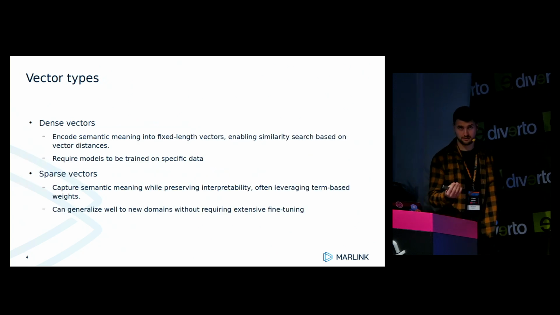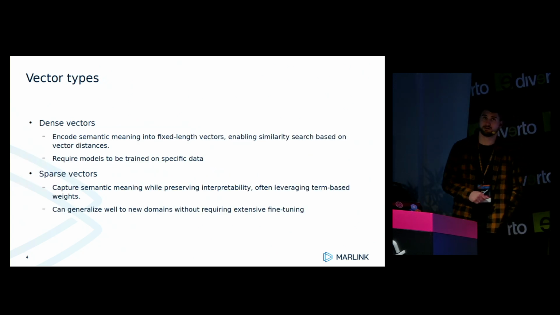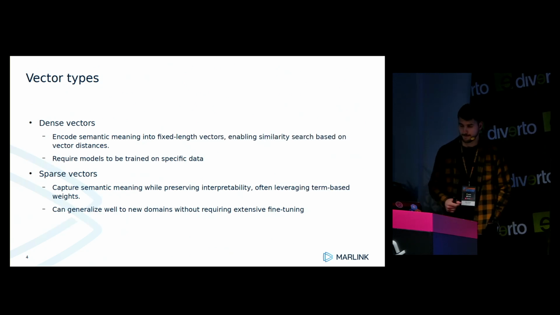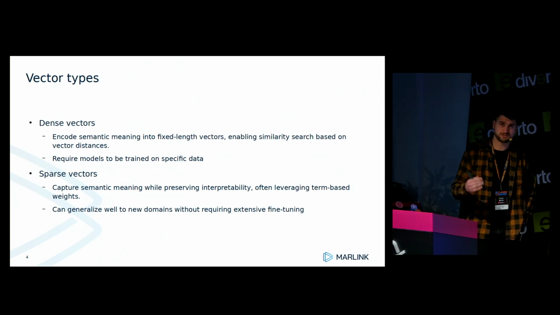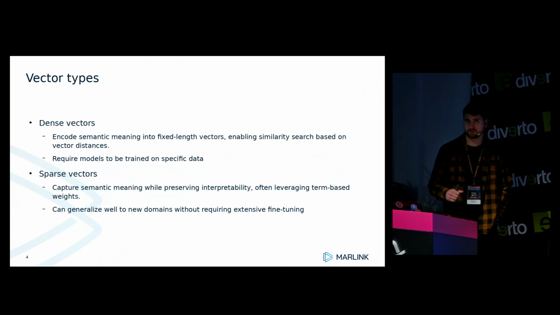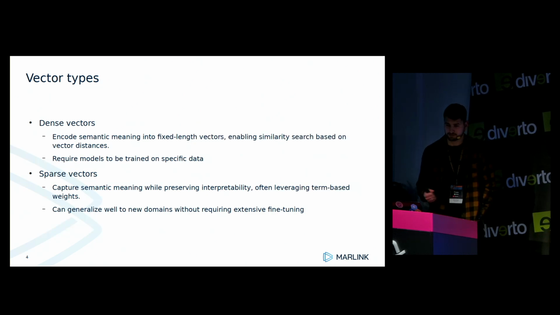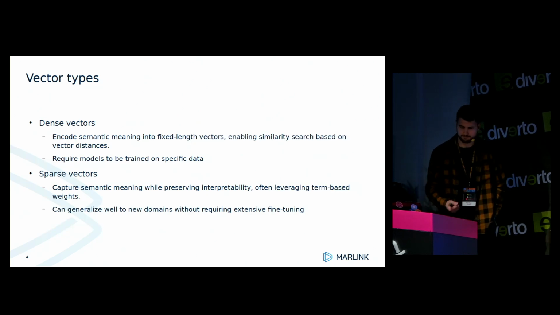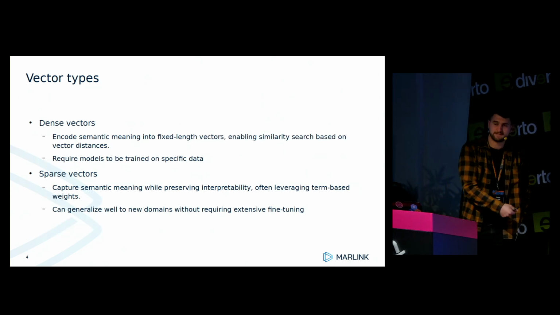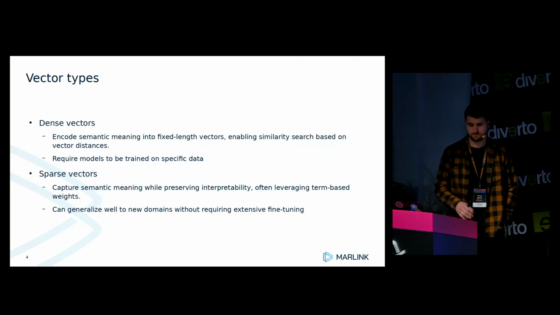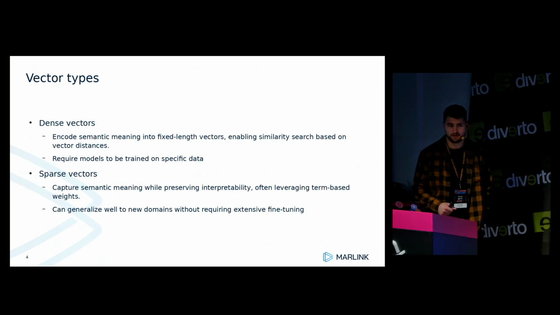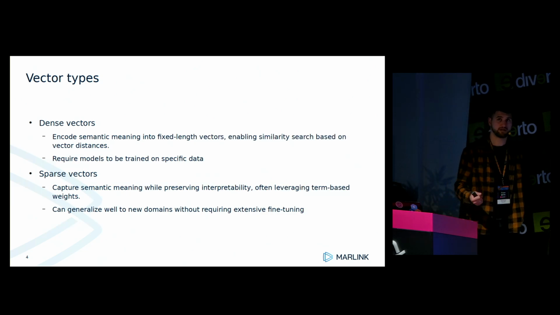So generally, we can say that there are dense and sparse vectors. Just briefly, dense vectors are fixed length, while sparse vectors ditch zero values, so are more resource efficient. Dense vectors are produced by this kind of models. These models require to be trained on more specific data to the domain that we are using it. And sparse vectors can generalize well without extra fine-tuning.